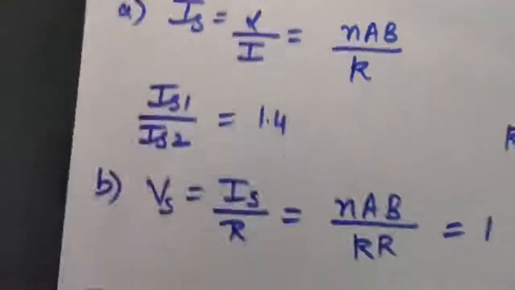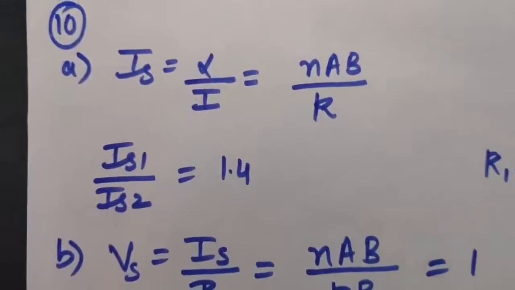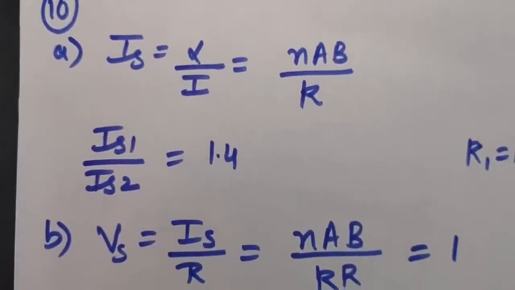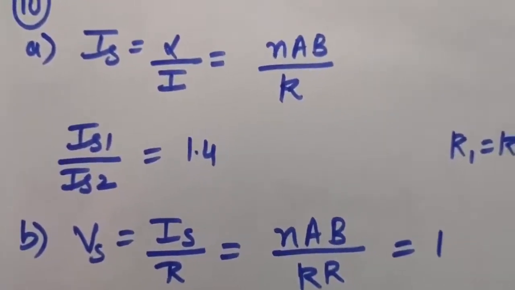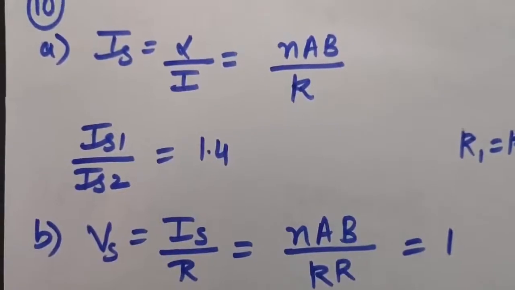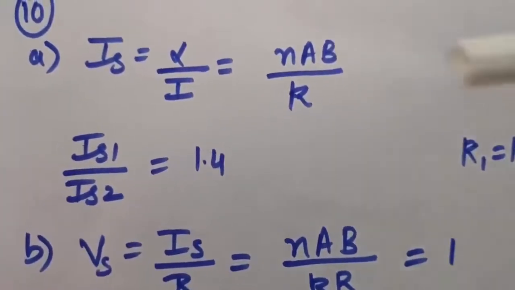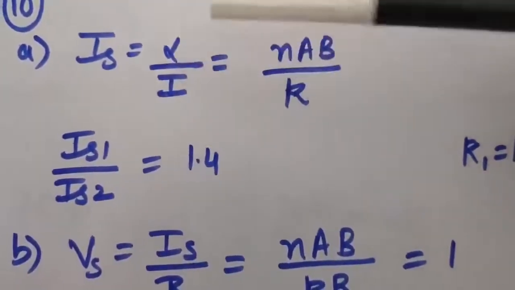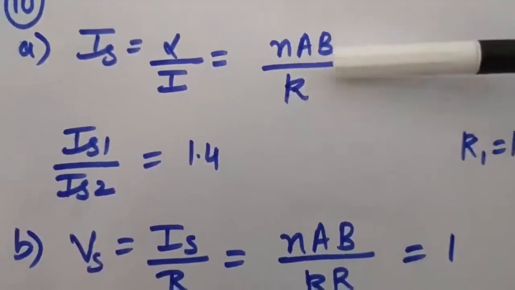So the first question is question number 10. Question number 10 says, two moving coil meters M1 and M2 have the following particulars, and their resistance, number of turns, area and magnetic field are given in the question. It is saying determine the ratio of the current sensitivity and voltage sensitivity. Okay, so first of all, as you know, current sensitivity is defined as alpha upon I, where alpha is the deflection, and again the formula for alpha upon I is NAB upon K. This we have done in the theory lecture.